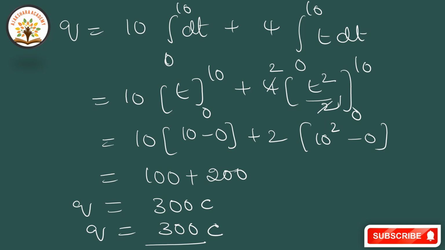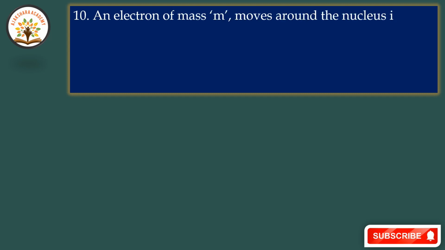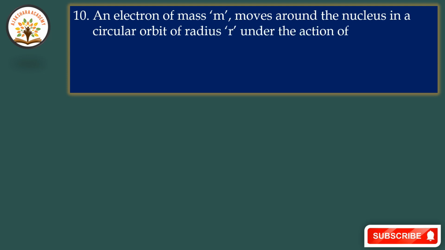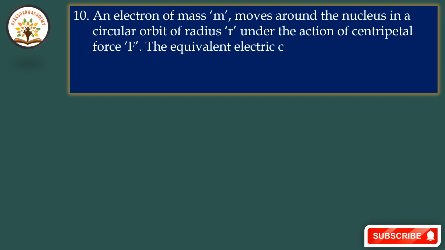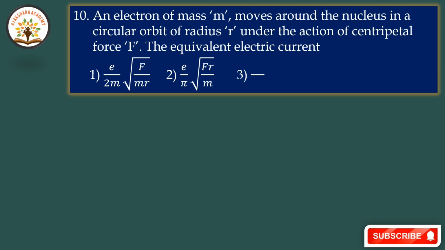Okay, next we will go to the next question. An electron of mass m moves around the nucleus in a circular orbit of radius r under the action of centripetal force F. The equivalent electric current is, here we have to calculate the electric current. Now let us go to the solution.